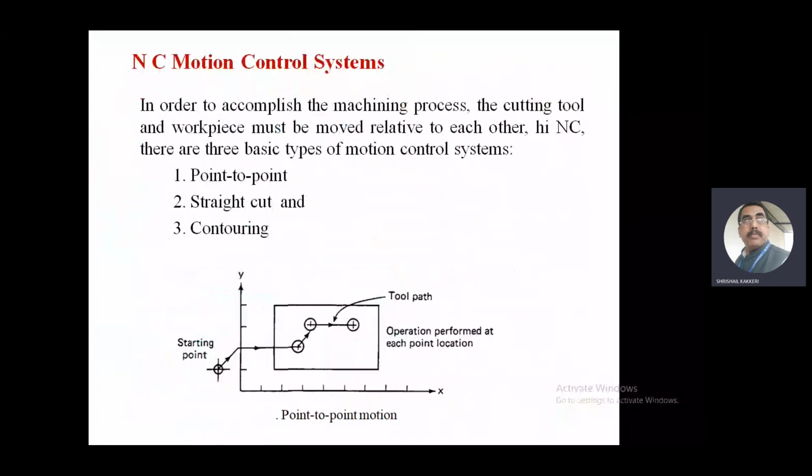Both can be used. And CNC motion control systems. There are three important motions. One is PTP, point to point, another is straight line, and another is continuous path, or contour. PTP, straight and contour or continuous path. These are very important. Under these three CNC motions, definitely you'll get one question in the examination.